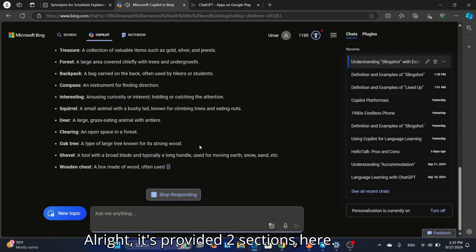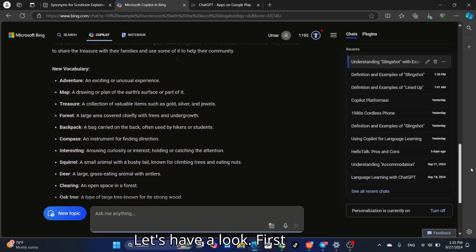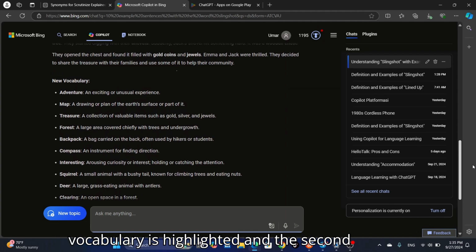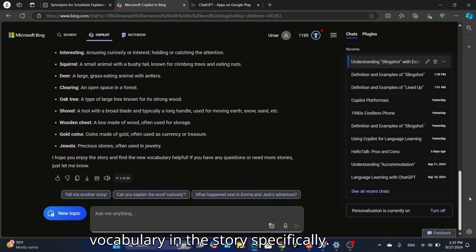Alright, it's provided two sections here. Let's have a look. First section is for the story where new vocabulary is highlighted, and the second section is about the highlighted vocabulary in the story specifically. Sometimes people ask, why do we need stories for learning new vocabulary? The answer to that is, in the first place, reading stories improves your reading comprehension. This is really important for learning a language. Another thing is context. You get to learn new vocabulary being used in a variety of contexts.